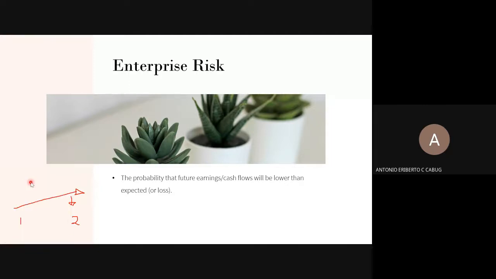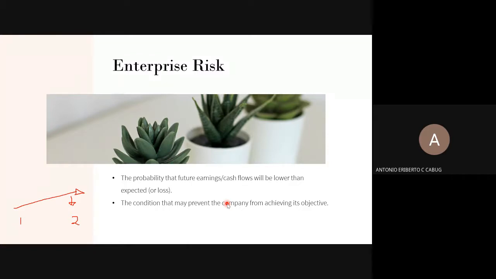Okay? So, the very general definition of risk is that it is the likelihood of a deviation from expectation. But in the context of an enterprise, the company as a whole, we're going to define expectations as your future earnings or cash flows. No? Your expected future earnings or cash flows will not be met. What we are worried about is that it will be lower than the expectation. Enterprise risk is the probability that future earnings or cash flows will be lower than expected or it would result to a loss. Other literature would define it this way.